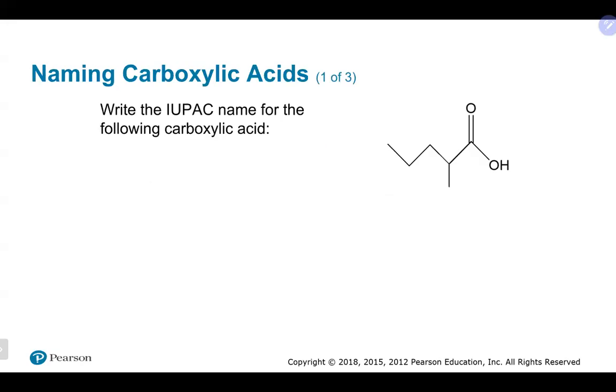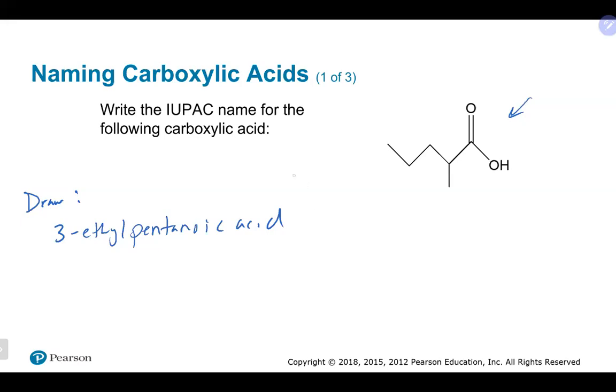All right, so why don't we do a couple here. Why don't you try to give the name of this one, and then why don't you also draw 3-ethylpentanoic acid. All right, so give the proper name here.